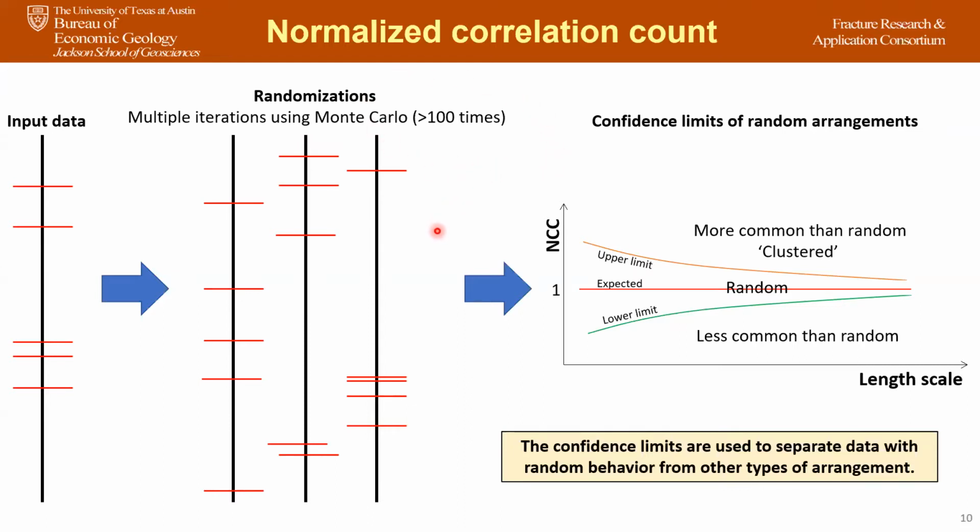And what we have from these randomizations is a distribution of normalized correlation count for each length scale, and using the confidence limits of the distribution, the P97.5 and the P2.5, giving 95% confidence in the middle, you will be able to plot these upper and lower limits of the random arrangement. And that means that if you have a pattern plotting on top of this upper limit here, you can say that it is clustered with 95% confidence, that it is distinguished from a random arrangement. So it's a stronger clustering than a random arrangement would ever be able to give you.